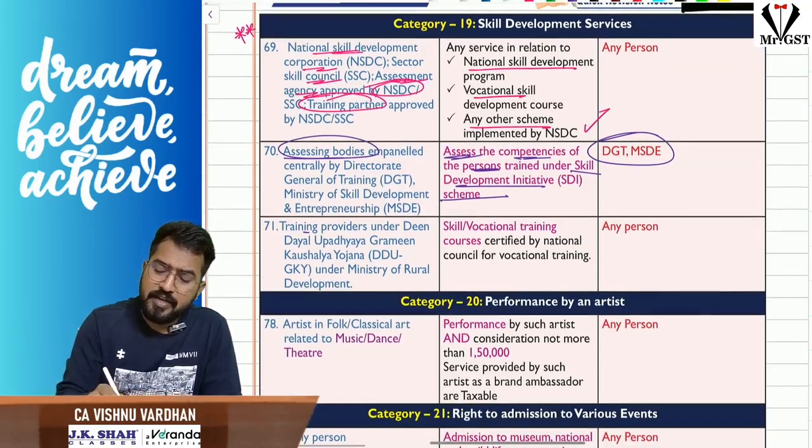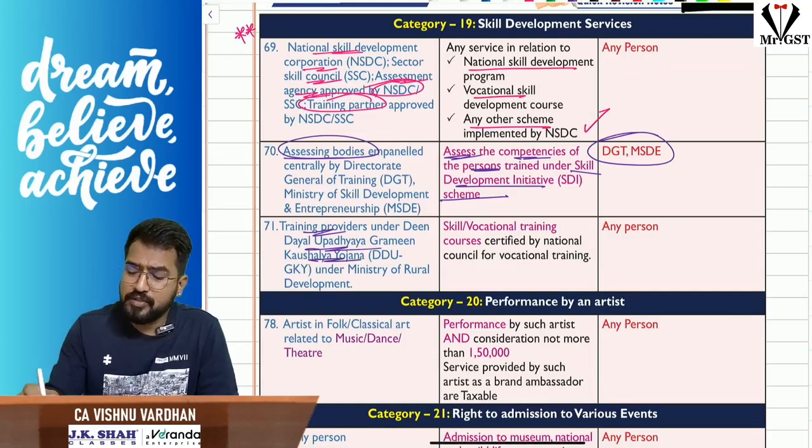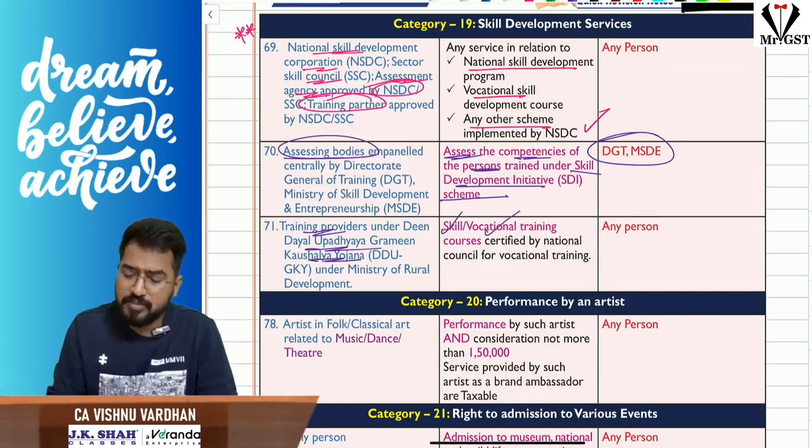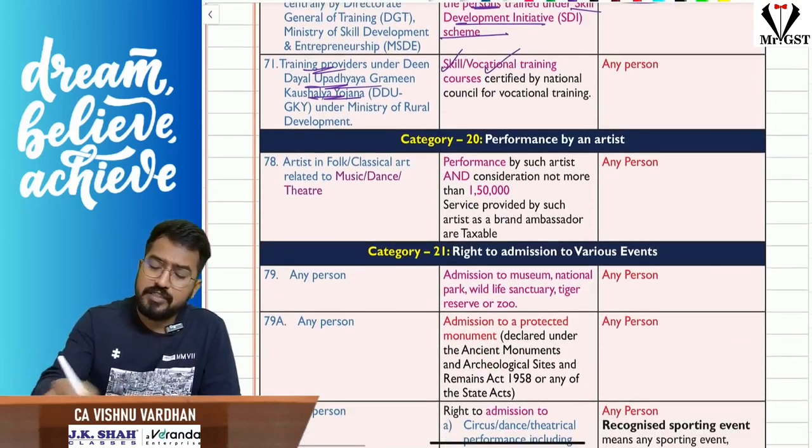Next, the training provided under the scheme of Deen Dayal Upadhyaya Gramin Kaushalya Yojana, that is also exempt under GST, the skill or vocational training services provided. Next, this is very, very important, Intira.